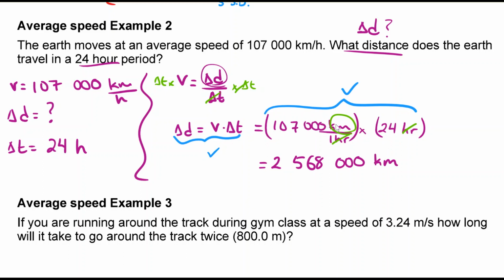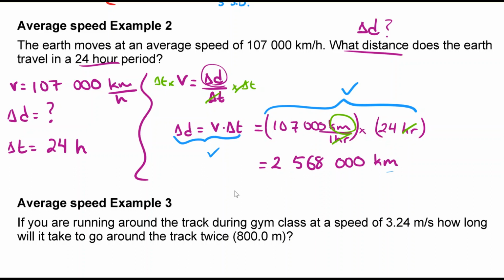Every time you write down a number, you've got to write down what the unit is, right? If you just write down 107,000, that doesn't mean anything to me. I don't know, 107,000 bananas? 107,000 seconds? What are you talking about? Okay, so I wrote down a number with a unit and a number with a unit, and I multiplied them.